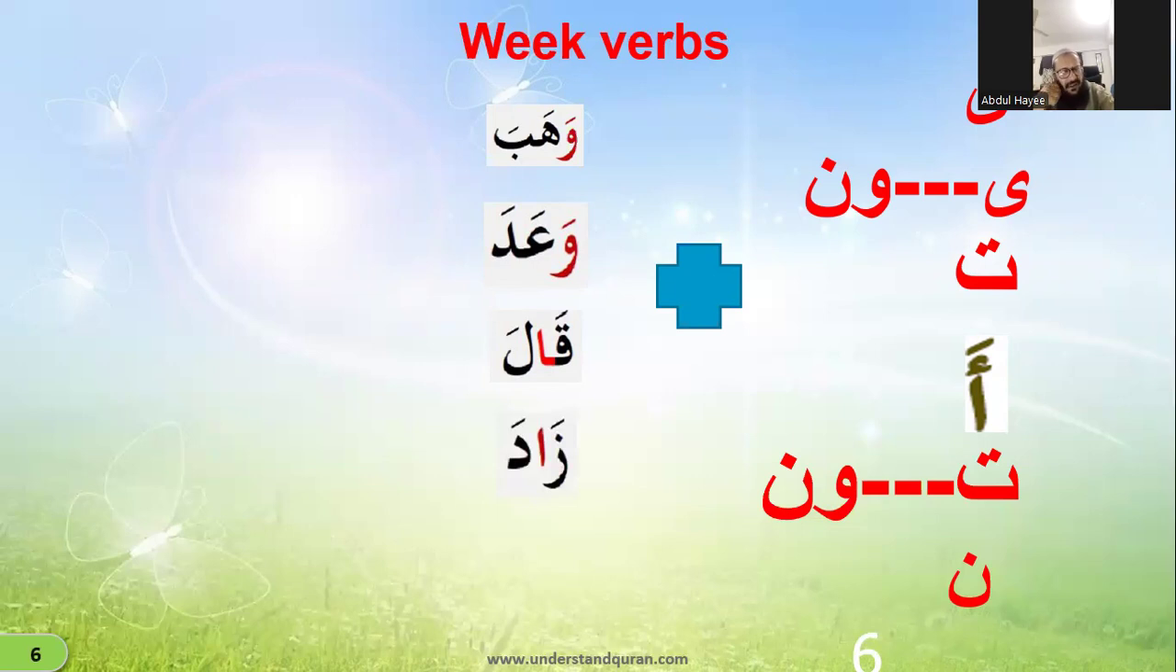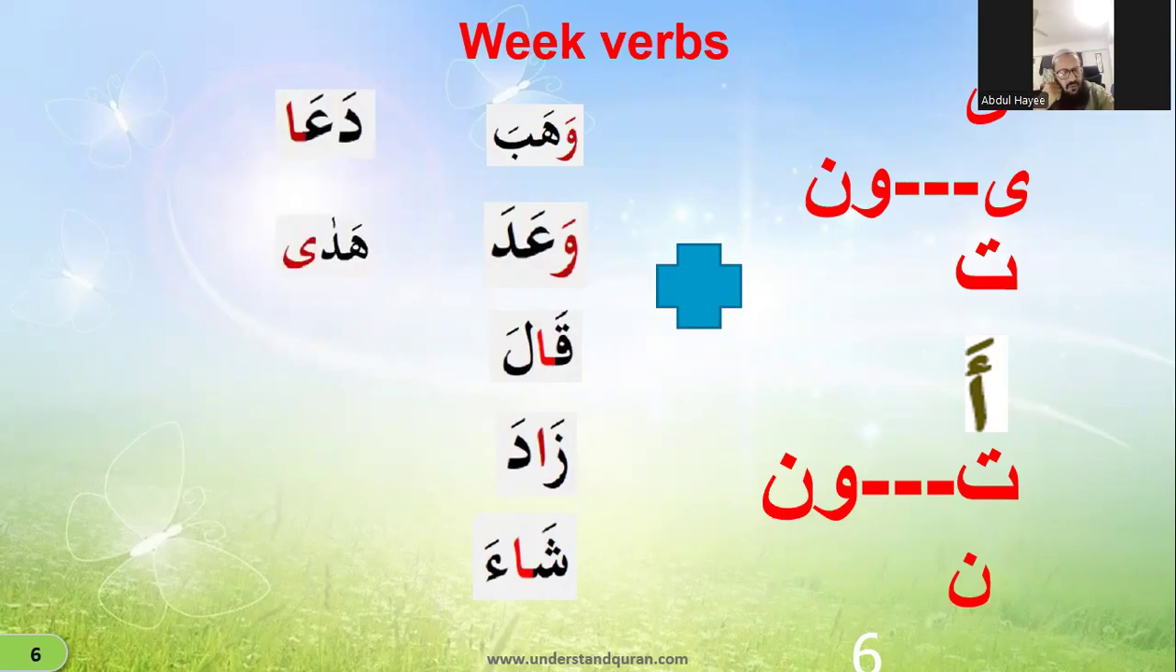From zada: yazidu, yaziduna, tazidu, azidu, taziduna, nazidu, tazidu. Sha'a: yasha'u, yasha'una, tasha'u, asha'u, tasha'una, nasha'u, tasha'u. From da'a: yad'u, yad'una, tad'u, ad'u, tad'una, nad'u, tad'u. Hada: yahdi, yahduna, tahdi, ahdi, tahduna, nahdi, tahdi.